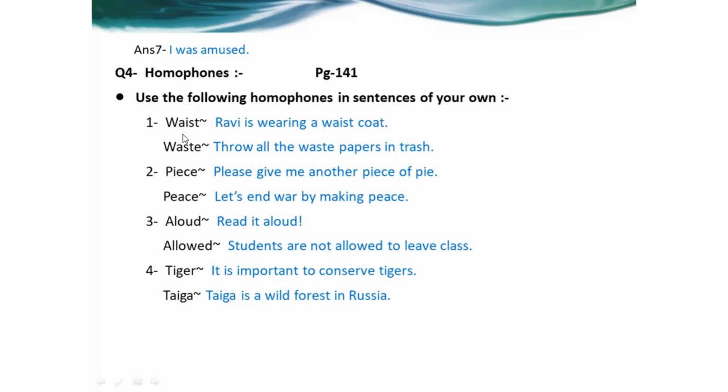Okay. And now, what is the second homophone, waste? W-A-S-T-E. See, there is a spelling difference, but the sound and pronunciation are the same. This waste means trash, or litter. Extra waste material is called waste. So make a sentence with waste, students. Yes, we are going to write. You can make any sentence, but here is what I have made for you. Throw all the waste papers in the trash. Okay. I will repeat. Throw all the waste papers in the trash. Okay. Number 2, piece.